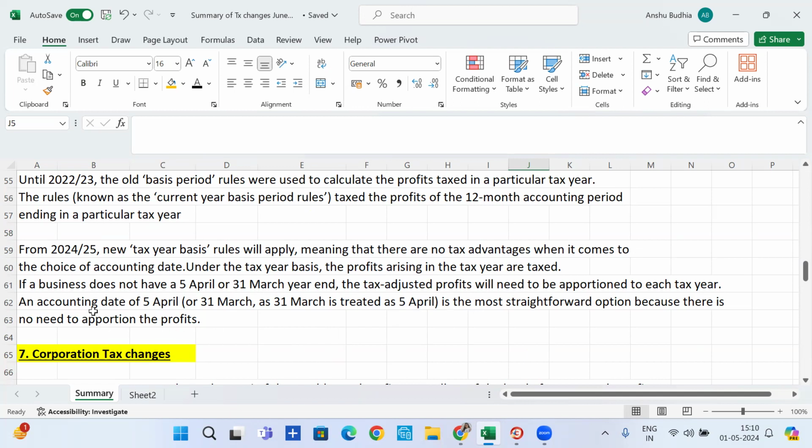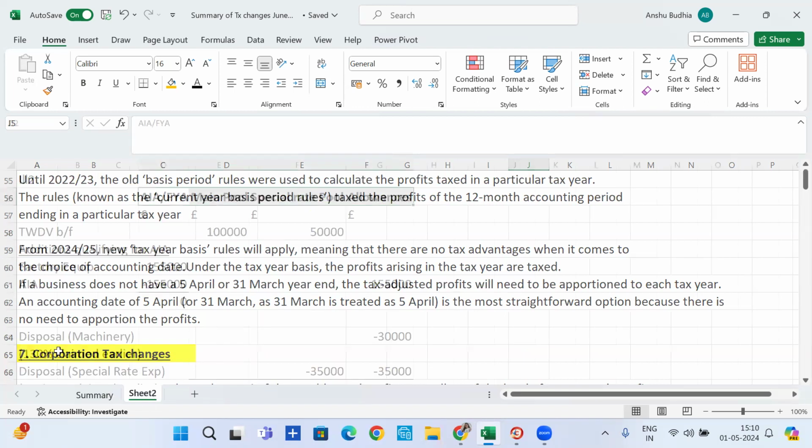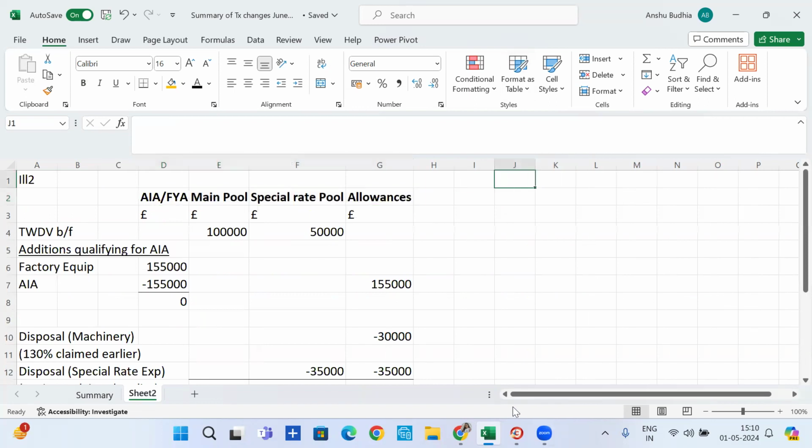For example, with an accounting date of 5th April or 31st March, as 31st March is for calculation purposes, we treat it till 31st March as 5th April. It is the most straightforward option because there is no need to apportion the profit. Okay, let's do one thing. Let's quickly take a small question to understand this.